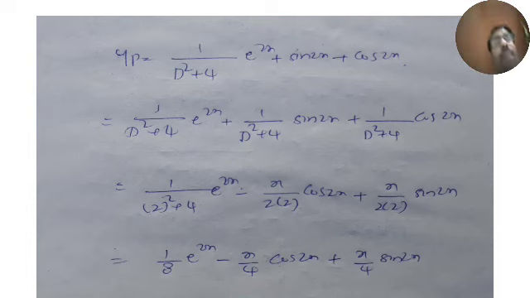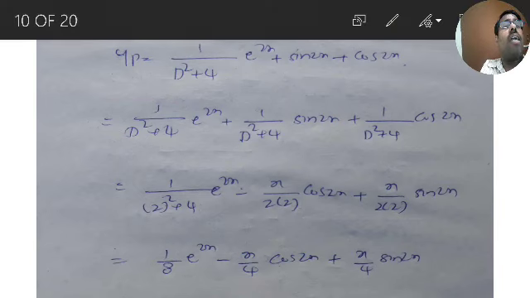Now let us go to yp. So what is yp, guys? The yp is 1 by d square plus 4 of e power of 2x plus sin 2x plus cos 2x. Now, how many terms are there on the right hand side? You have 3 terms. E power of 2x by the first method, sin 2x by the second method, and cos 2x by the third method. So separate the terms for e power of 2x, sin 2x, and cos 2x.